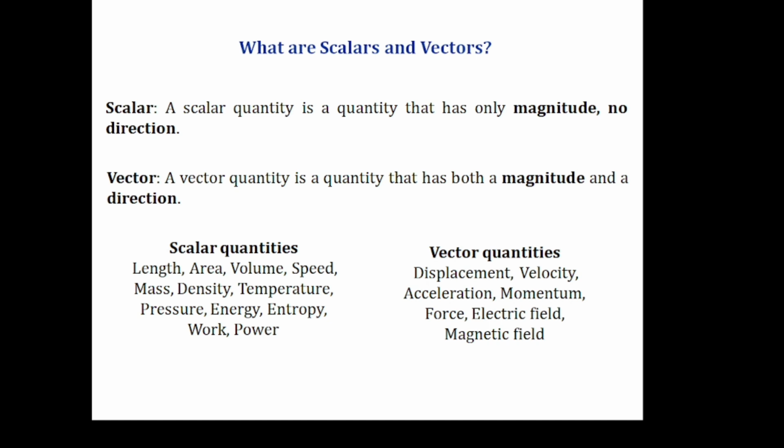Now we will recapitulate some basic things: what are scalar and what are vector quantities. A scalar quantity has only magnitude, no direction. Examples are length, area, volume, speed, work, power, and so on. A vector quantity has both magnitude as well as direction. Examples: displacement, angular velocity, linear velocity, acceleration, torque, electric field, etc.